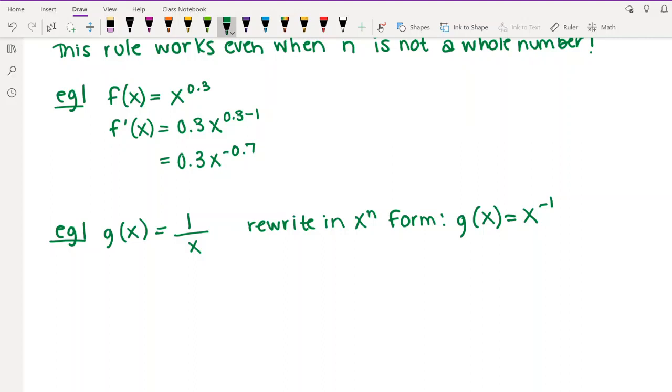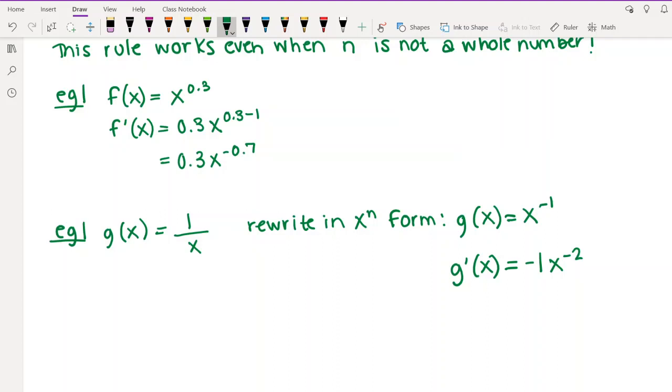So once you have it in that new form, now you can use the power rule. So we can bring down this exponent of negative 1 and then write it as negative 1 x to the negative 2. So regardless of whether that exponent is positive or negative, regardless of whether it's a whole number or not, you're always doing the same thing. You're always bringing that exponent down to become the coefficient and then subtracting 1 from the exponent. So if the original exponent is negative 1, the new exponent is negative 2.